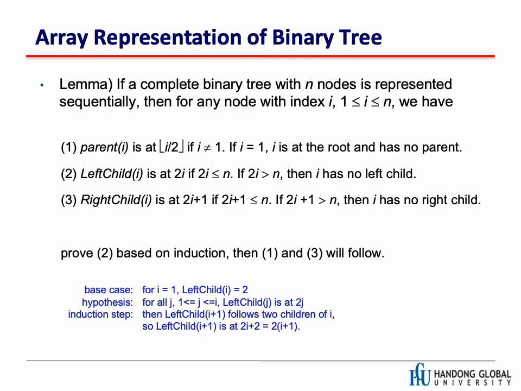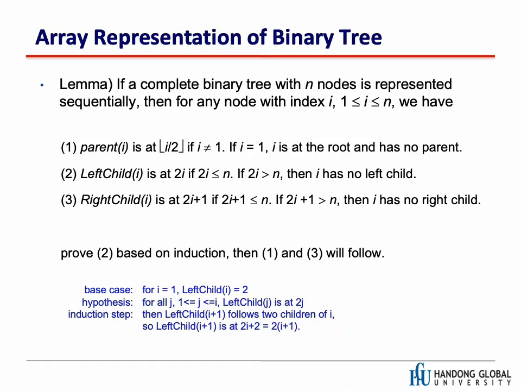When the binary tree is represented by an array, we can take advantage of the structure of an array. So here's a lemma. If a complete binary tree with n nodes is represented sequentially, meaning as an array, then for any node with index i, we have these three properties.